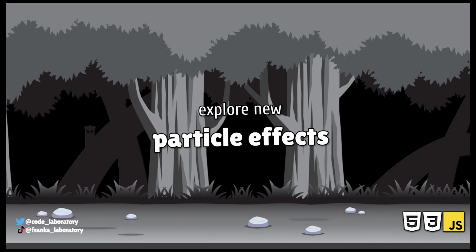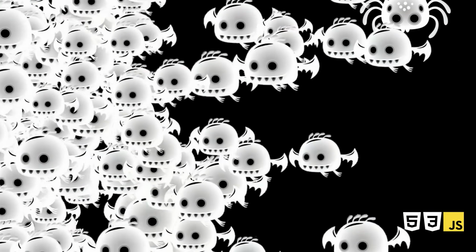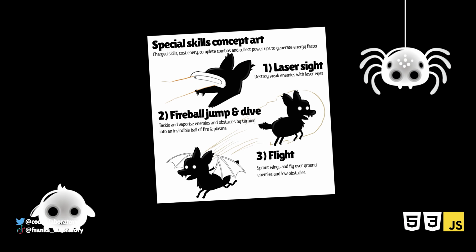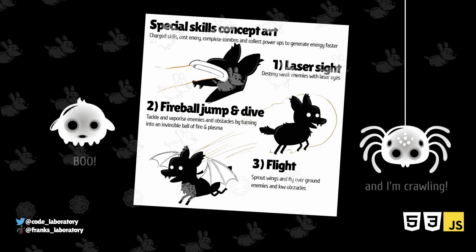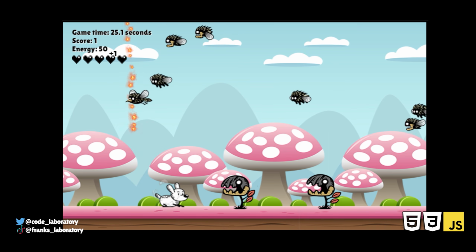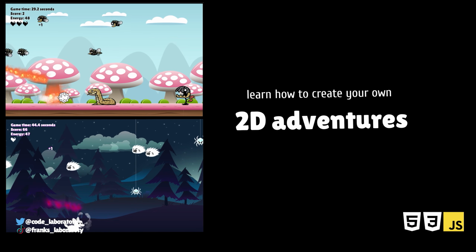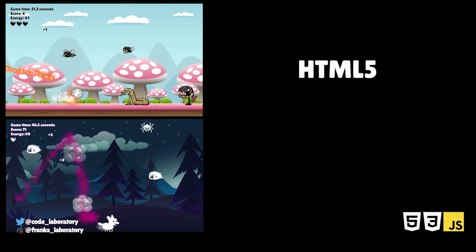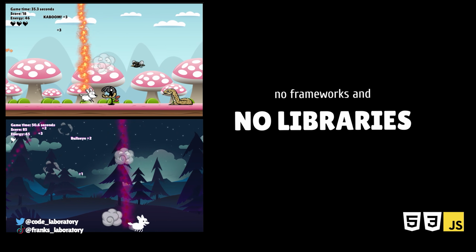We will explore a new technique to make particle effects, and we will challenge our players by giving different enemy types different behaviors. On my community page, I asked you to choose between 3 superpowers, and you chose the Fireball Tackle. So let me show you how to turn into a flaming ball of plasma and vaporize enemies to earn points. Come join me and learn how to create your own 2D adventures with HTML, CSS and plain vanilla JavaScript. No frameworks and no libraries.